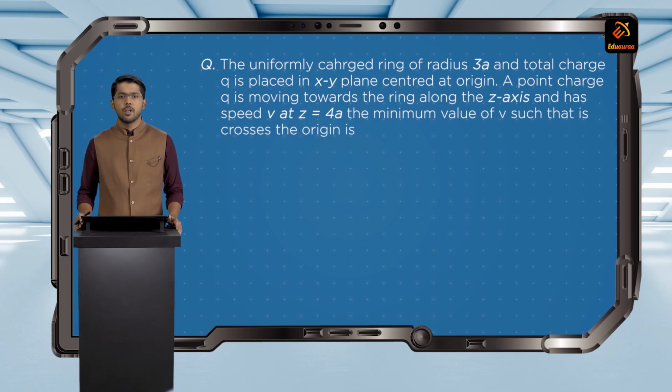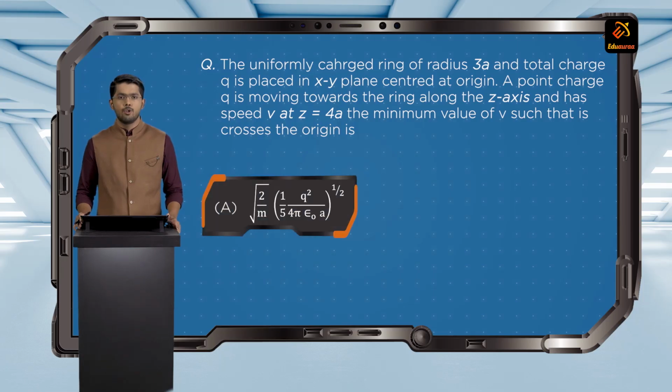A uniformly charged ring of radius 3a and total charge q is placed in the xy plane, centered at the origin. A point charge q is moving towards the ring along the z-axis and has speed v at z equals 4a. The minimum value of v such that it crosses the origin is: option A, root 2 by m into 1 by 5 q square by 4 pi epsilon naught a, whole to the power half.